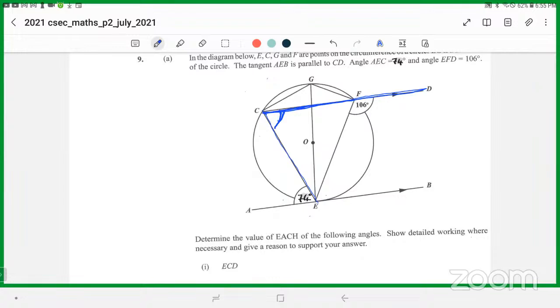Well, since this line is parallel to this one, this is a Z angle. So the angle and the angle are the same. It equals 74 degrees. Z angles, because those two lines are parallel. This becomes like a transversal line, so this angle must equal the angle over here. Z angles are equal, alternate angles. So it equals 74 degrees.